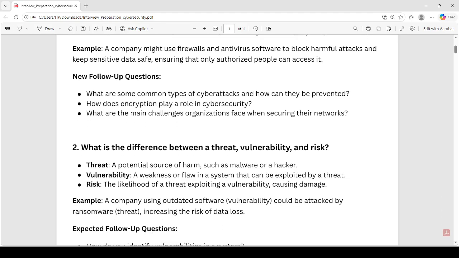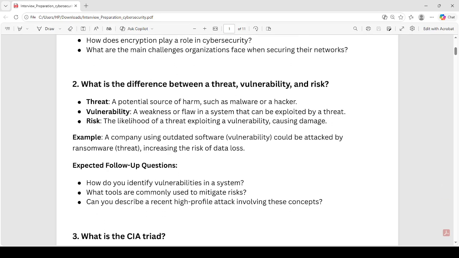Question number 2: what is the difference between threat, vulnerability and risk? A threat is a potential source of harm such as malware or a hacker. A vulnerability is a weakness or flaw in the system that can be exploited by a threat. Risk is nothing but the likelihood of a threat exploiting a vulnerability, causing damage.